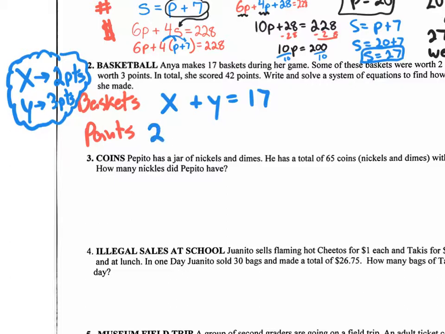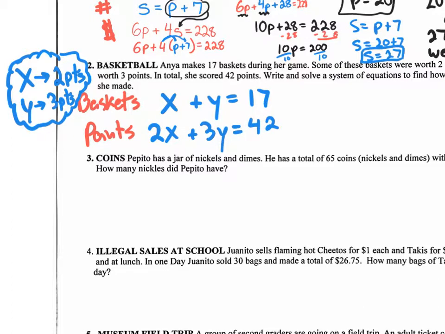Let's write down 2 times x, because she gets 2 points for each of those 2-pointers. And how much does she get for each of these y's values? How many points does she get for each of the 3-pointers? 3 points, right? So you're going to put plus 3y. Now, since we're talking about points, how many total points did she actually make? 42 points. Okay, so let's put equals 42.